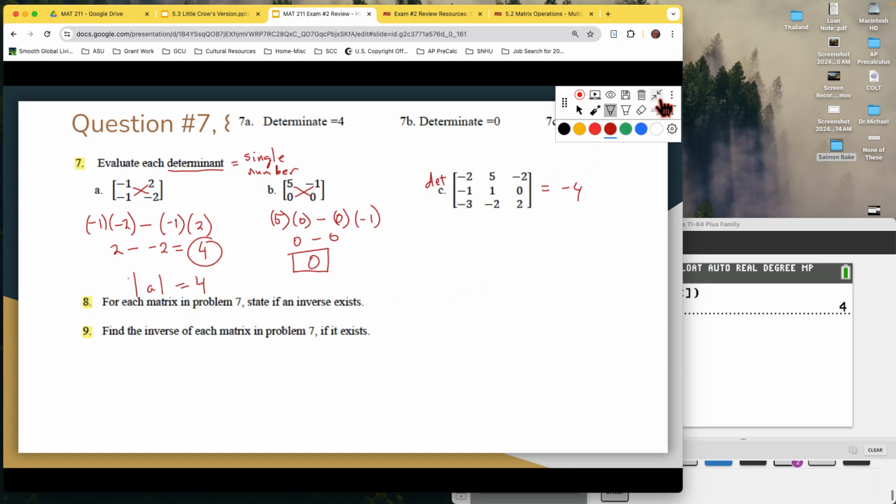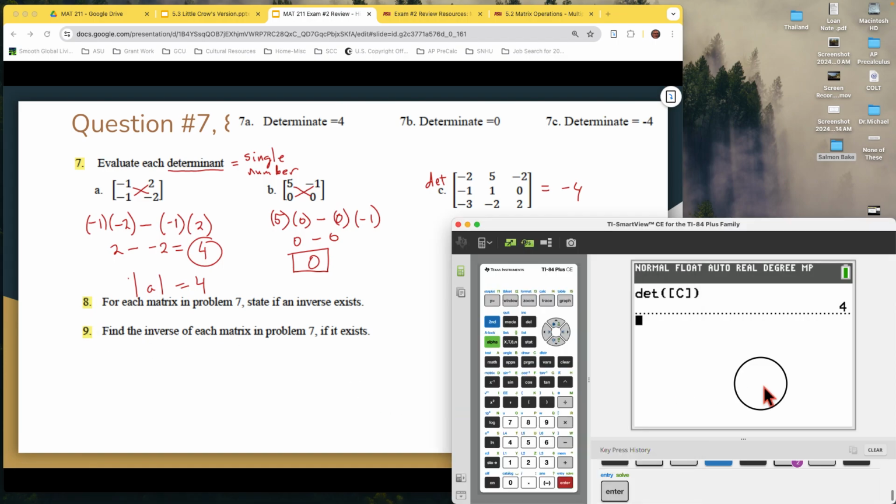I think I did have the answers up here, don't I? Yeah. So the determinants are 4, 0, and negative 4. Those answers match the answer in the back. They want us, for each matrix in problem 7, to state if an inverse exists, and if it does, to find the inverse. So actually we'll do 8 and 9 together simply by finding the inverse.